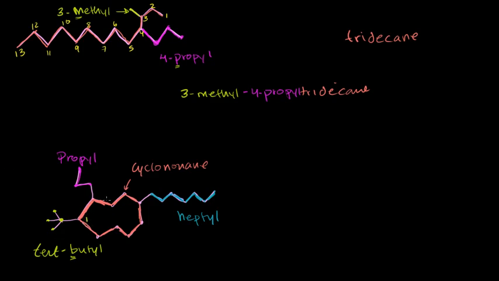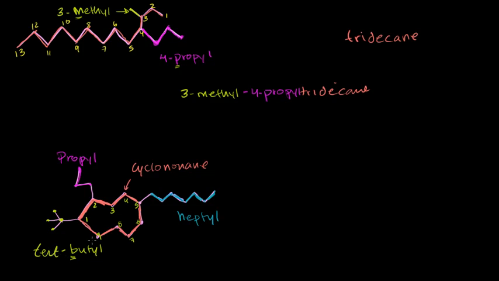And then to figure out which direction to keep numbering in, we just go in the direction where we will encounter the first side chain. So we'll go in this direction because we get right to the propyl group. 1, 2, 3, 4, 5, 6, 7, 8, 9. So this compound, we're going to start with the alphabetically first side chain.